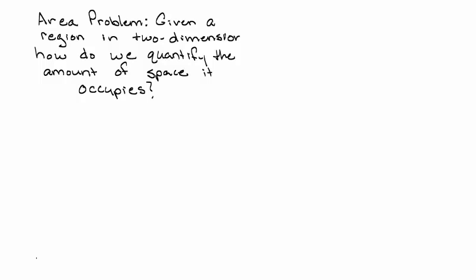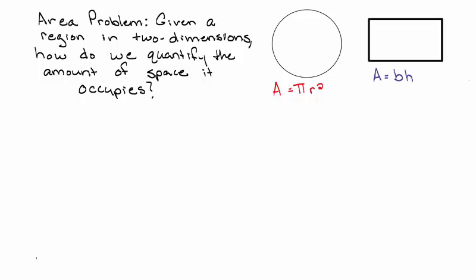Throughout our mathematical lives, we've had to memorize the area formulas for special shapes. The area of a circle is pi times the square of the circle's radius. The area of a rectangle is found by multiplying its base length and height length. The area of a triangle is half its base length times its height length.